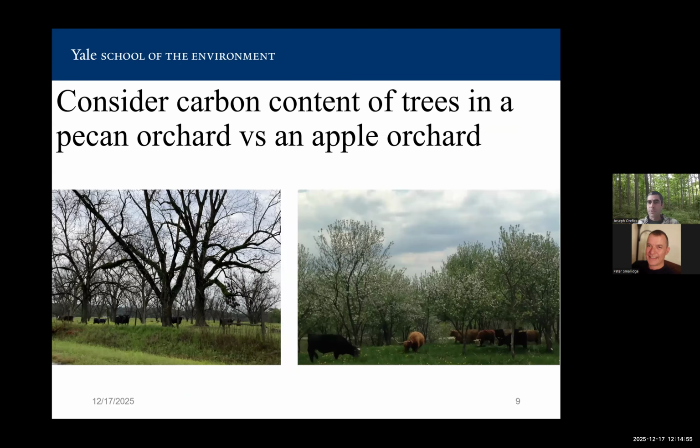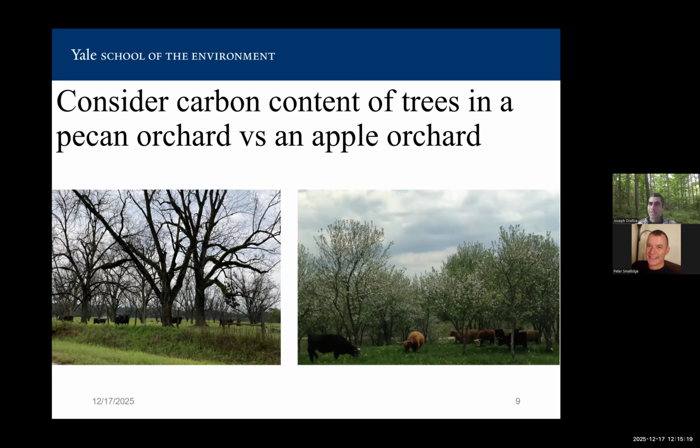Even within an orchard system, right? A silvopasture pecan orchard like this image here from Georgia, versus an apple silvopasture in northern New York that you see on the right. So pecans on the left, apples on the right. That pecan orchard has a lot. You can see the greater amount of carbon in there just from the size of the tree. So everything's not always just silvopasture does this or silvopasture does that.